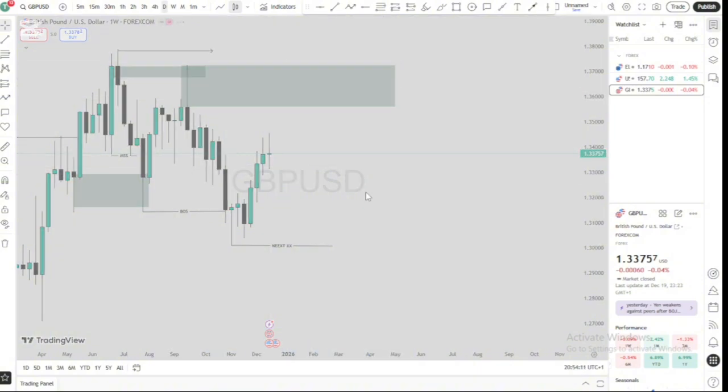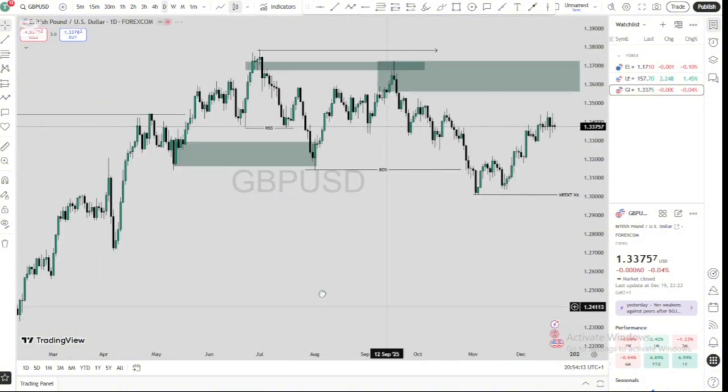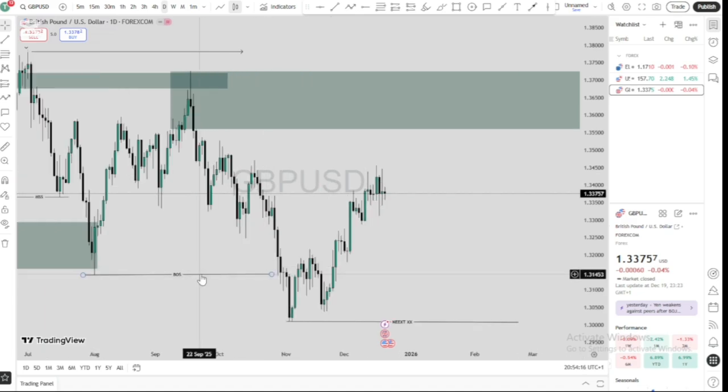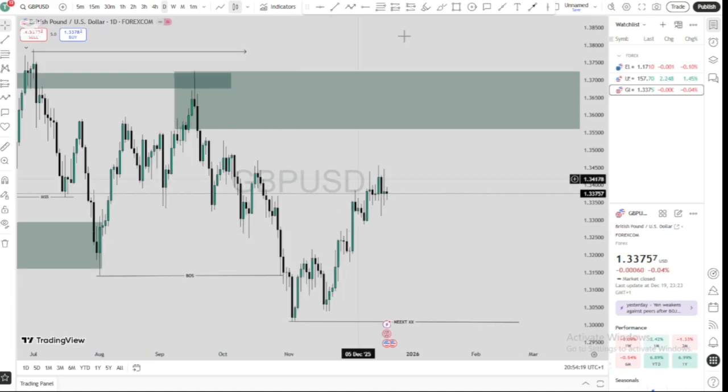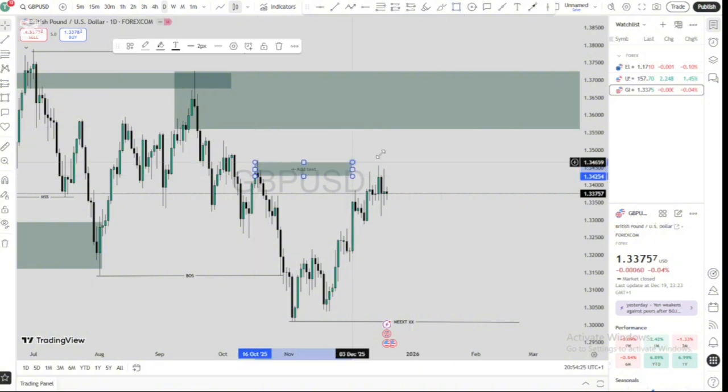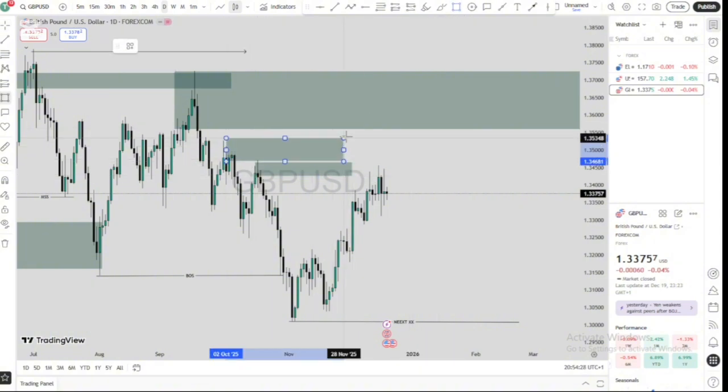Now I want to go down to the daily time frame to see what the daily is currently giving me. So here on the daily time frame, this is where we had our major break of structure, which is the weekly break of structure. And right now, what do we have? We have this liquidity, daily liquidity. Now you can see supply zones. These are all inducements here.